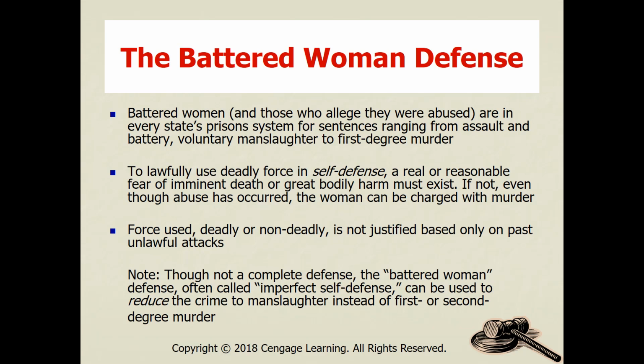So typically the battered woman defense has the problem that you can't justify self-defense for attacks that occurred in the past. Now, because there's obviously a degree of sympathy for this, and particularly in front of a jury or something, very often this is called an imperfect self-defense.